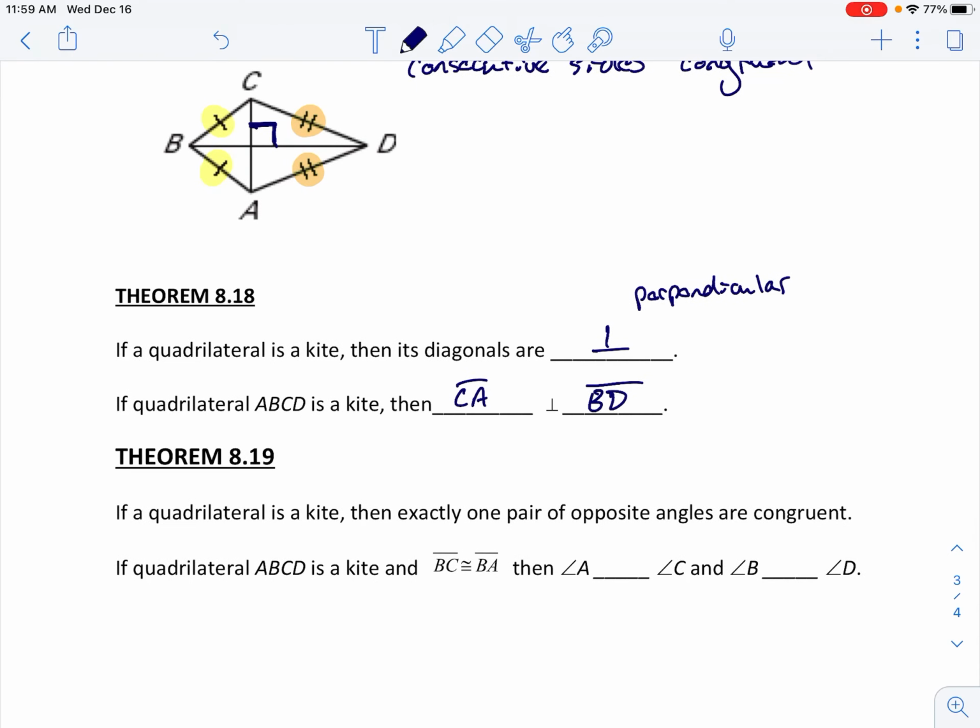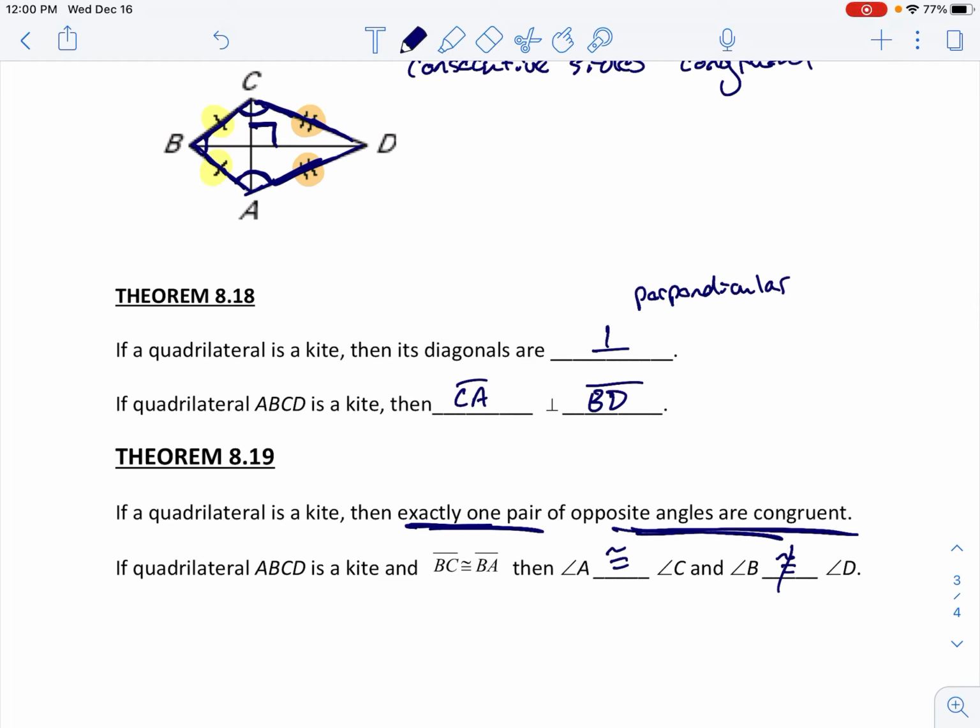I'm trying to keep it in the same picture. If a quadrilateral is a kite, then exactly one pair of opposite angles are congruent. So looking at this picture, how I always imagined it was, A would be congruent to C, and B and D would not be. And here's why. When we look at this picture up here, look at angle C. It is formed by the sides that have 1 tick mark and 2 tick marks, just like its opposite angle A, 1 tick mark and 2 tick marks. So when I look at these, I know that they're going to be congruent.